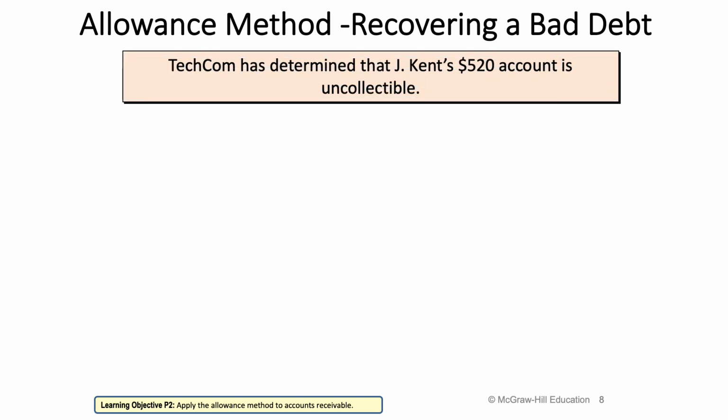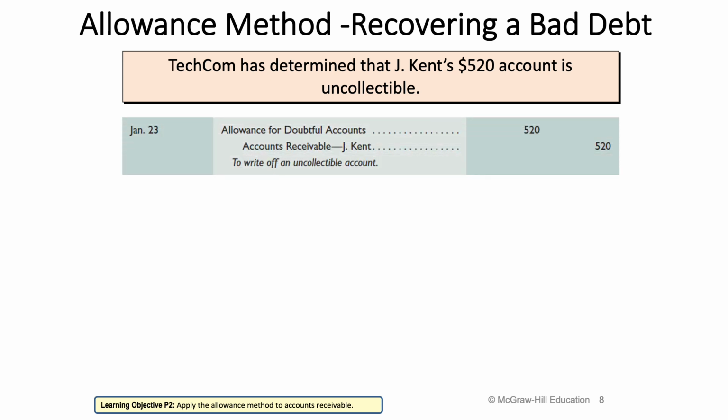Now we'll talk about the allowance method, recovering a bad debt. If you remember, we said that Tech Company has determined that J. Kent's 520 account is uncollectible. This was the previous example. Here, we were 100% sure that J. Kent is not going to pay, or that we're not going to collect the money from him. So what we did basically, we said, okay, I'm going to close his account, allowances for doubtful accounts, and I'm going to close his accounts receivable.